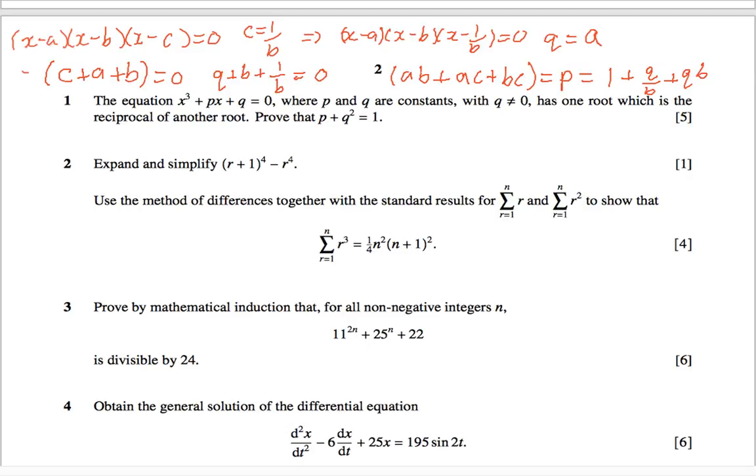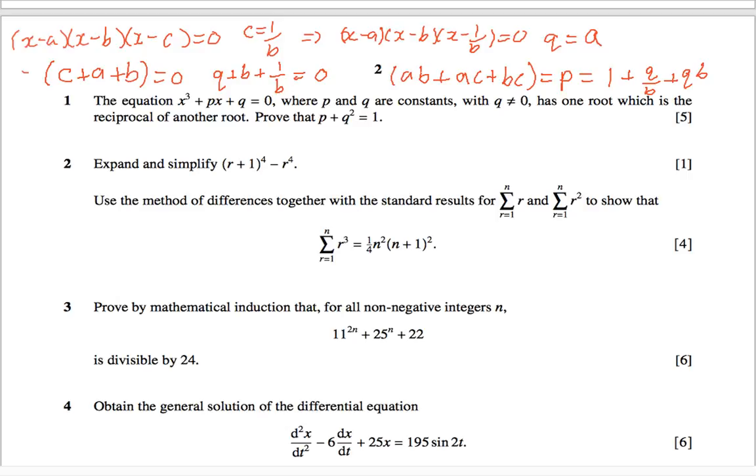Okay, so the basic idea is just, you imagine you've already factored it out into this, and then you try and find out what each of the terms is. You find the x cubed terms just by multiplying all the x's together, the x squared terms are just 2 x's multiplied by a root, and then once you look at all the coefficients, you can pretty easily prove that p plus q squared equals 1.